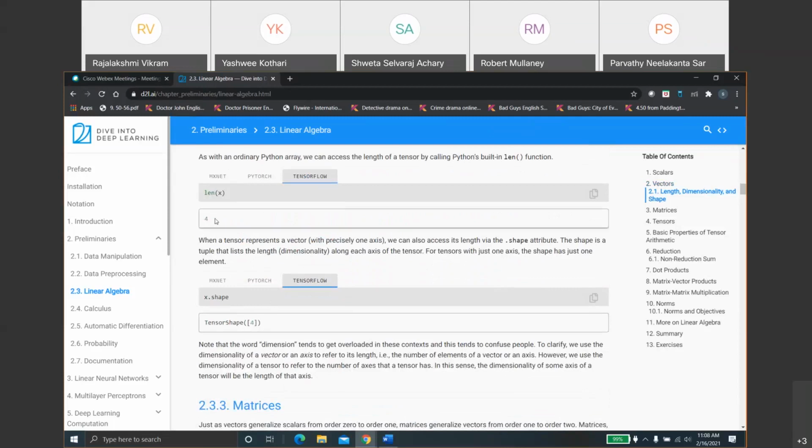Here it returns the number of elements. Here it returns the number of elements for every axis, because in TensorFlow we store vectors in a tensor. We will see what a tensor is, so you will understand what the axis means. In vectors, dimension, length, shape mean the number of elements in the vector, but in tensors it means the axis.